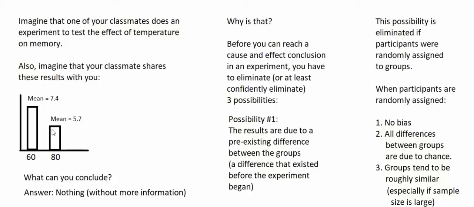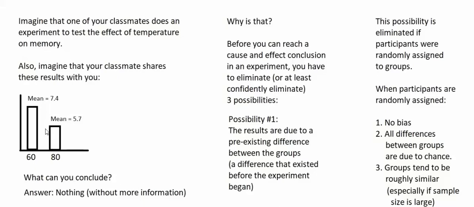quite a bit worse. But if all you have is just this bar graph, then all you really know is that something about the cold group caused them to do better, and something about the hot group caused them to do worse. In other words, all you know at this point is that some difference between these two groups of people caused one group to outperform the other. And that difference might be temperature, but it might be something else.